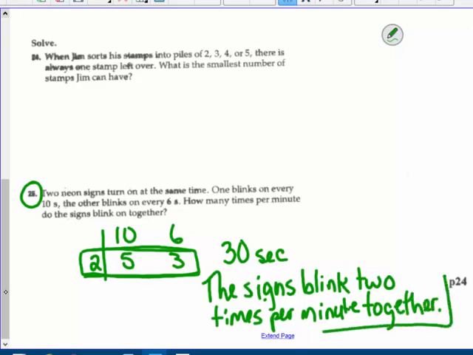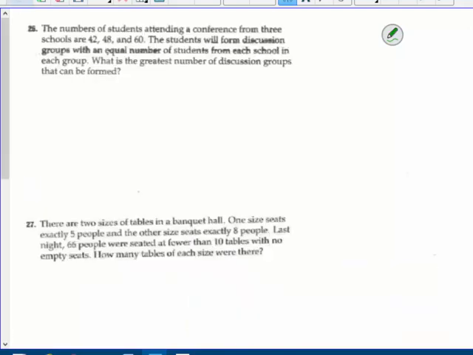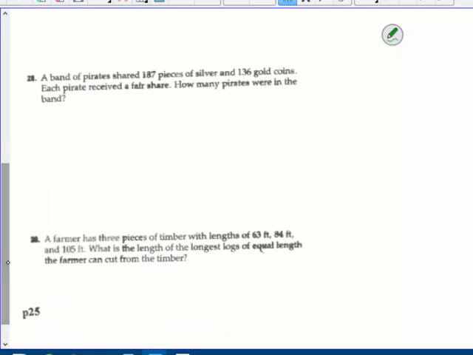I'm going to do one more problem on the next page and leave the rest for us to do in class. I'd like to do question 28. A band of pirates, aye matey, shared 187 pieces of silver and 136 gold coins. Each pirate received a fair share. So they're dividing these silver and gold pieces equally. How many pirates were in the band?